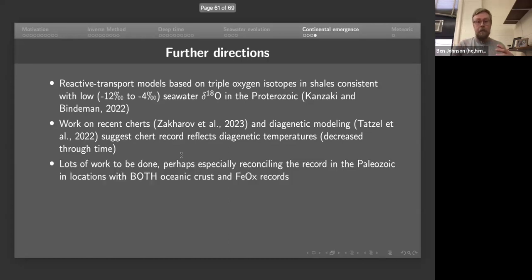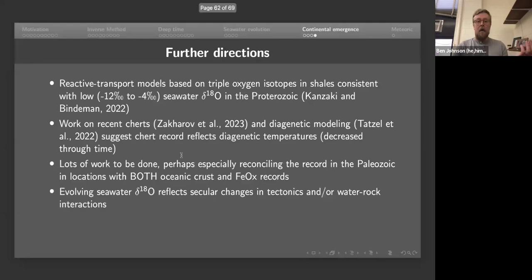What's cool, though, as we try to work to reconcile both these records, I think now, especially in the Paleozoic, where we have multiple chemical sedimentary records that show a distinct seawater delta-18O trend than our altered ocean crust values. The iron oxides especially, I think, are pretty robust. So we have to think about what that means. But one of the things that I think is really cool to come out of both of these works, right?